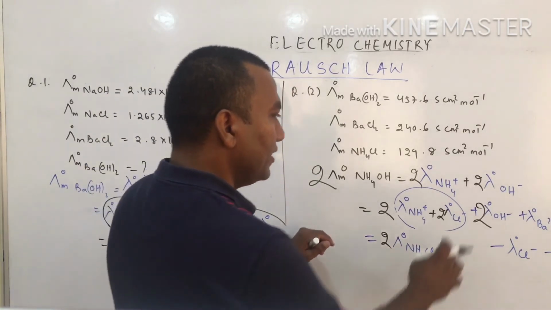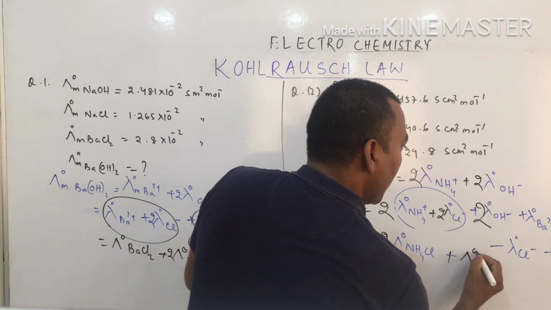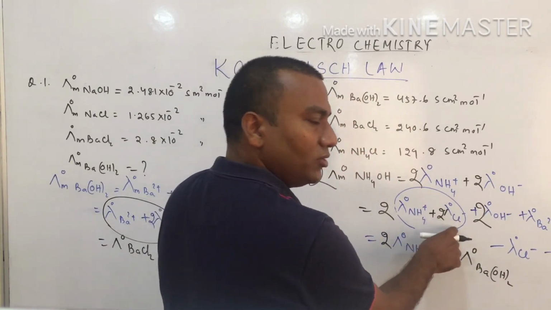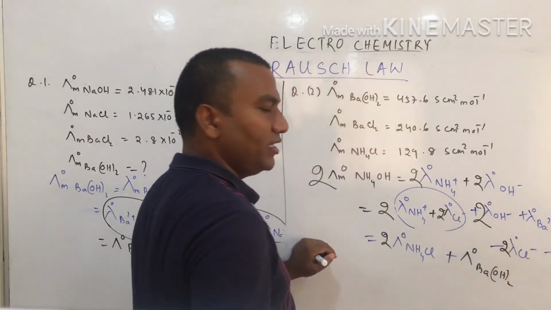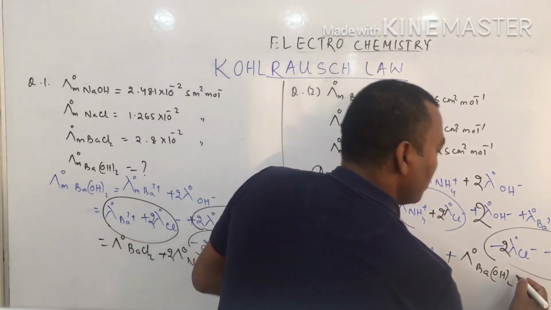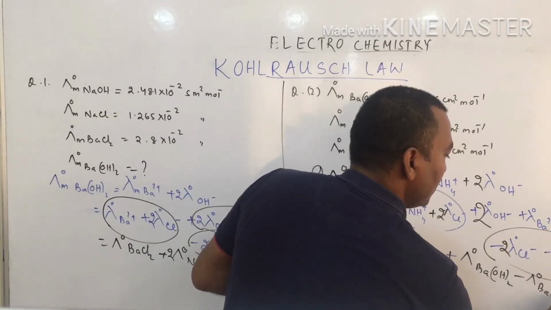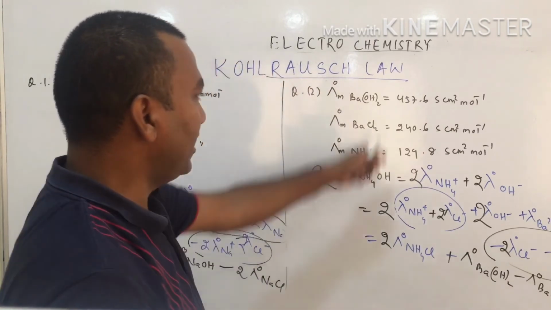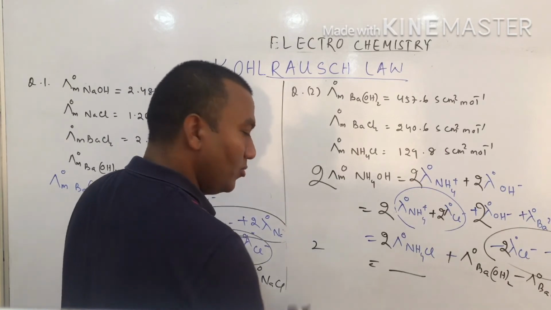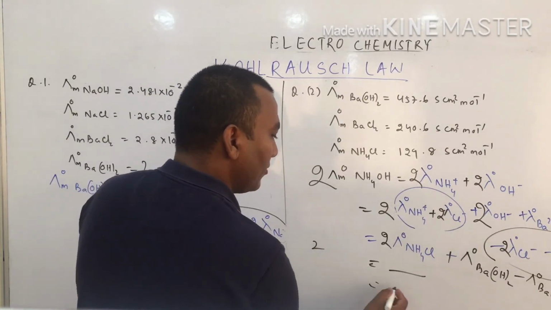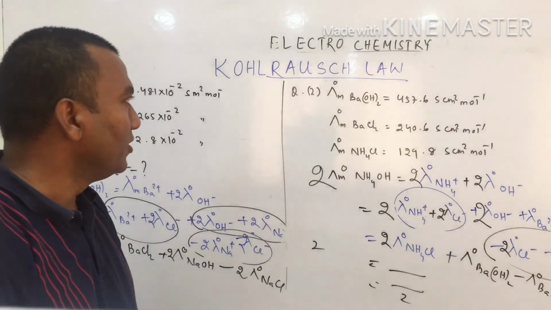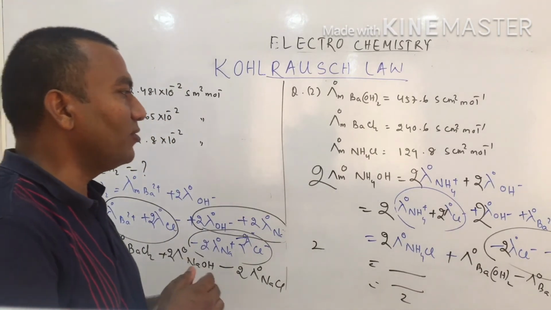Okay. Then plus lambda naught of Ba(OH)2. Now see, if you are adding 2 Cl, you have to subtract 2 Cl. Now the answer came. So this is whose lambda? This is lambda naught of BaCl2. Okay, so all the data is given. Whatever answer will come, this is for how many moles? 2 moles. So for 1 mole, whatever answer comes, divide by 2. Okay, clear? So this is actually called your Kohlrausch law.